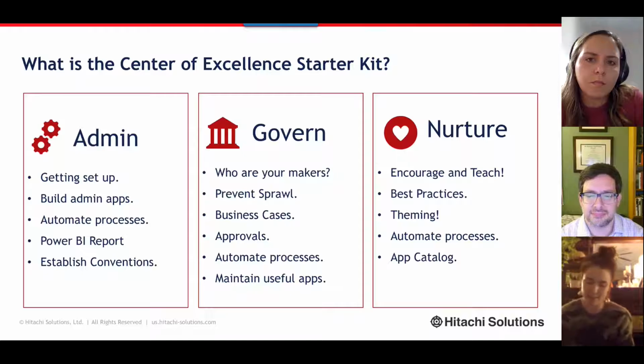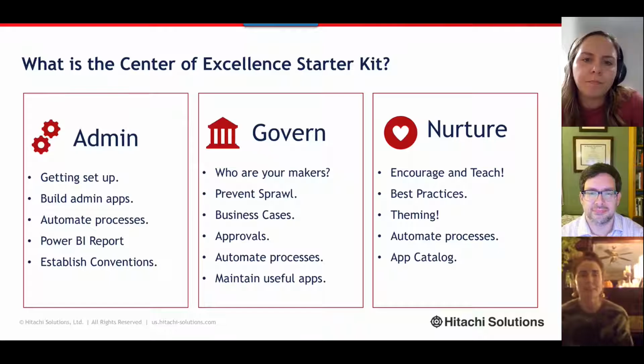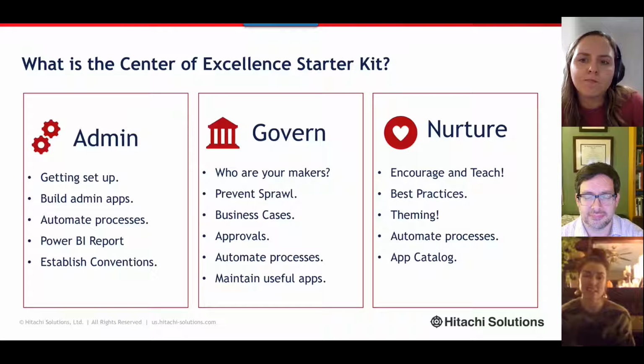Now, the nice thing about the Center of Excellence Starter Kit is that it can be implemented in line with what's important for the organization. Some organizations are going to be more mature in different areas than others. So, for example, you may be working at an organization where nurture isn't really needed. Everybody knows what the Power Platform can do, but we probably need to put some security and DLP policies in place because things are a little bit Wild West. So maybe we need to take a look at those aspects before we move on.